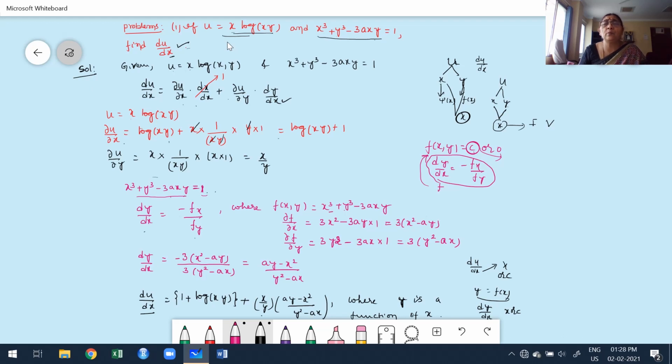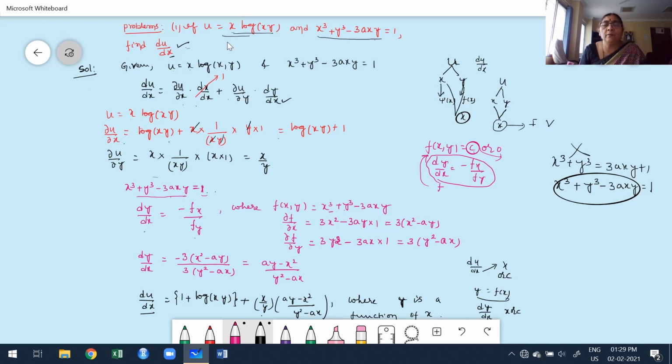Keep in mind, suppose the given expression is like x cube plus y cube equals 3axy plus 1. This is not f of xy. First, keep the right hand side as only a constant or maybe a 0. That form I have to convert. Then after that only I choose f of xy. Once you convert the right hand side to a constant or 0, the terms you have in the left hand side in terms of x and y are nothing but f of xy.